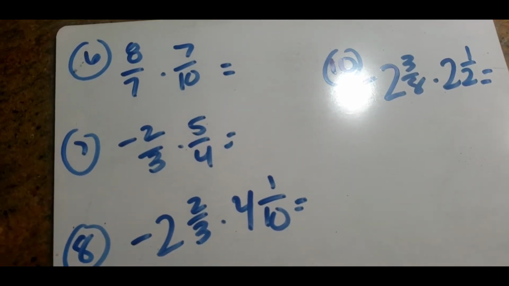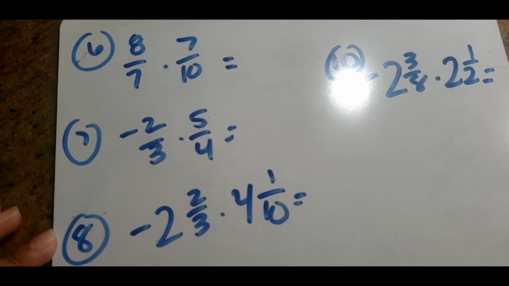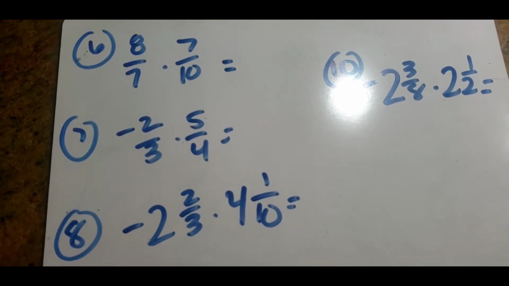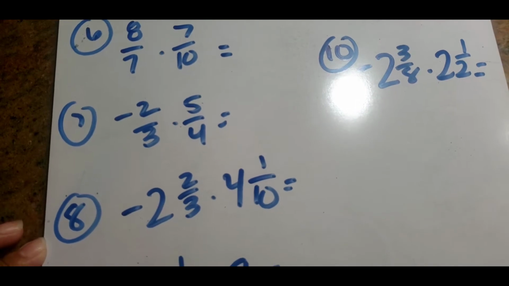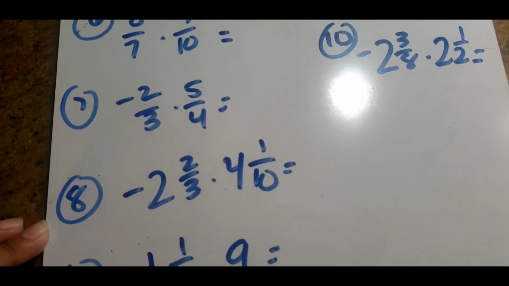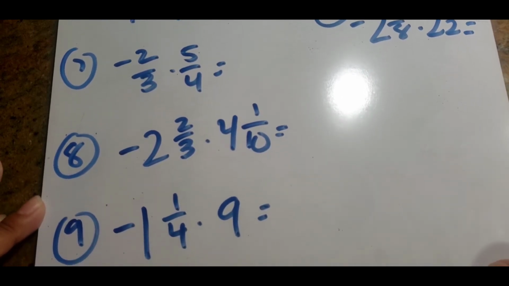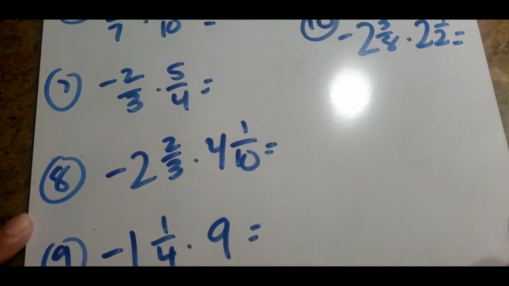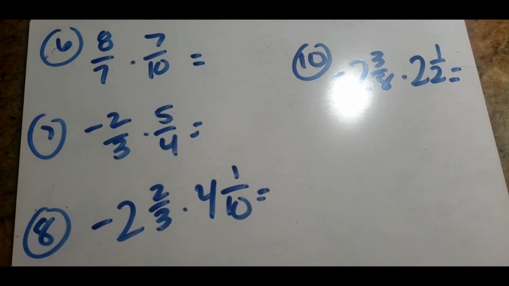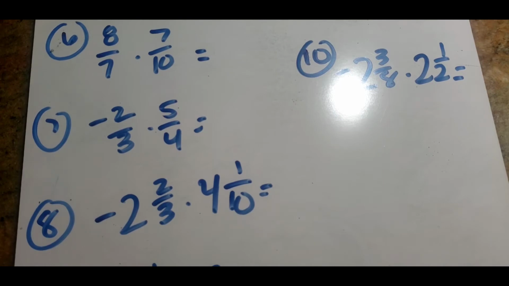All right, boys and girls, I gave you 5 problems, 5 fractions that I want you to do on a separate sheet of paper. And then as usual, pause the video and then come back and check for the solutions, okay? So number 6, you have 8 over 7 times 7 over 10. Number 7, you have negative 2/3 times 5/4. Number 8, negative 2 and 2/3 times 4 and 1/10. Number 9, negative 1 and 1/4 times 9. And number 10, negative 2 3/8 times 2 1/2. Okay, so do it on a separate sheet of paper, pause the video, and then come back for the solutions.